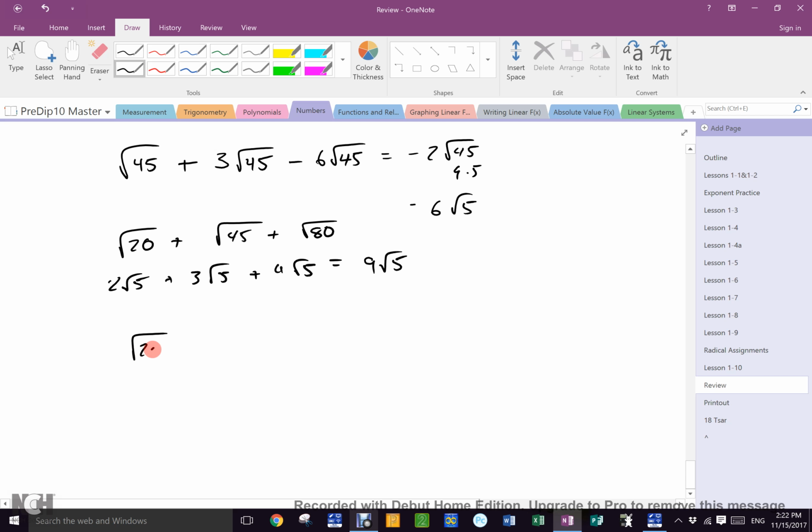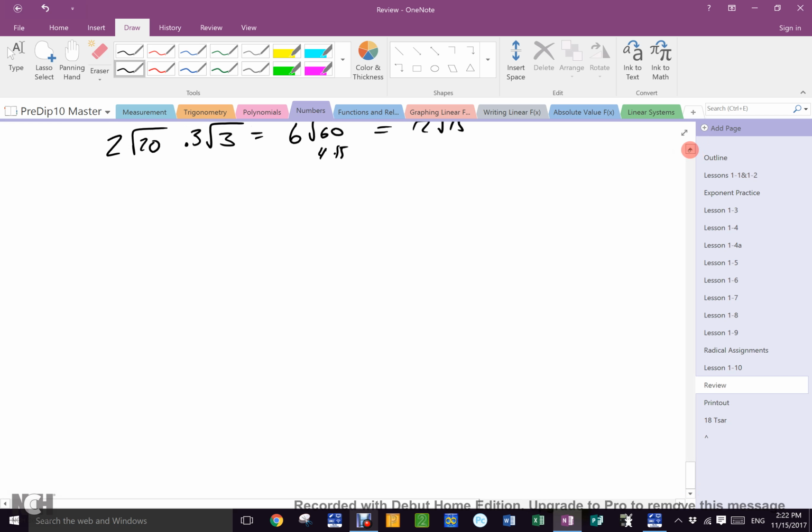Root 20 times root 3. What's the answer? No, I lied. 2 root 20 times 3 root 3. 6 root 60. Is that the answer? No. Why? Because that's 4 times 15. So that's 12 root 15. Everybody good? All right. That is all adding and multiplying.